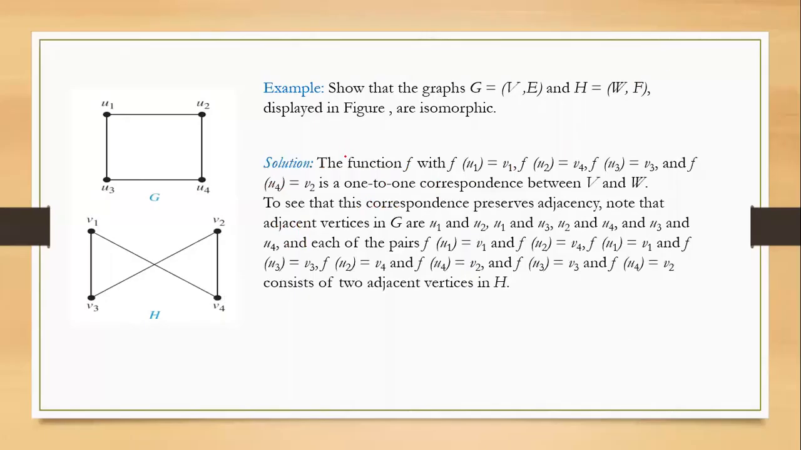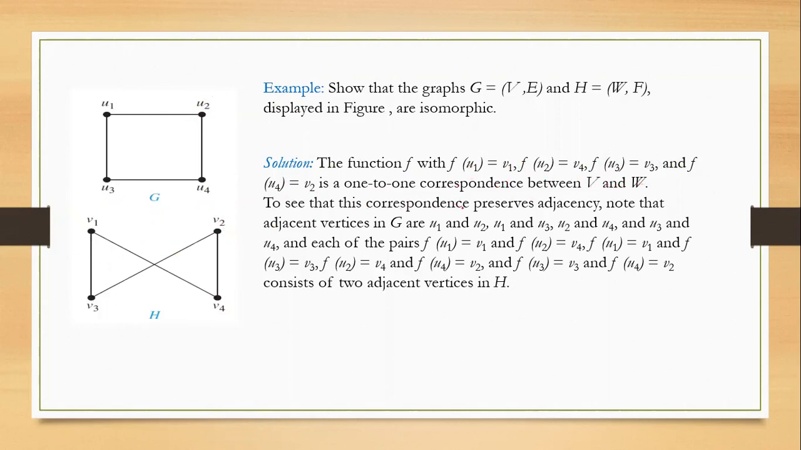So you can see that the function f with f of u1 is equal to v1, f of u2 is equal to v4. So u2 we are making equal to v4, okay, because v4 is connected to v1 and v2. Okay, so f of u3 is equal to v3 and f of u4 is equal to v2 is a one-to-one correspondence between V and W.